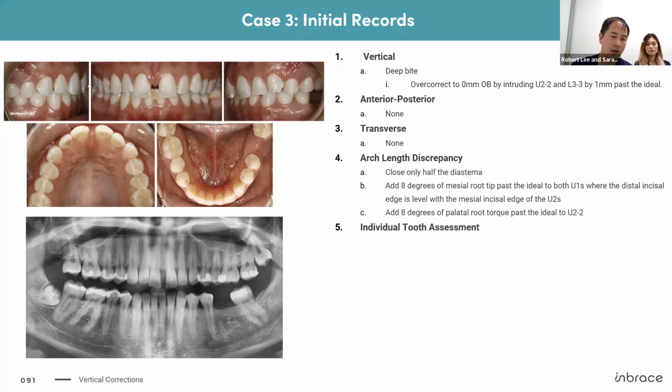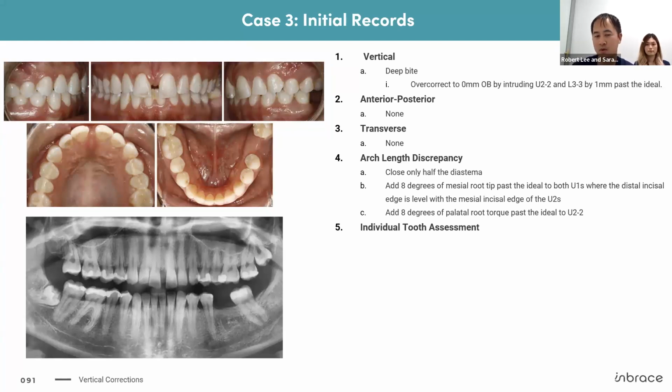For dealing with the space closure, we're only going to be closing about half the space, so we only have to account for half of the space closure when you're dealing with the vertical. It's still quite a significant deep bite when you account for the space closure. So we're only going to close about half the diastema. The small design team will actually do that automatically for you.